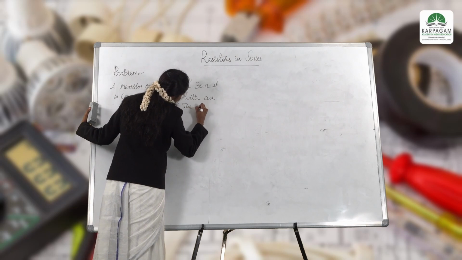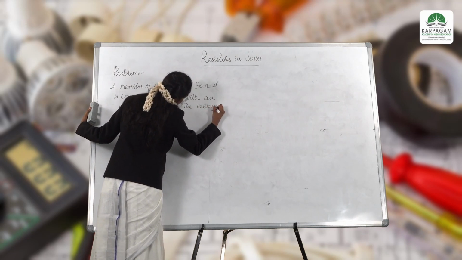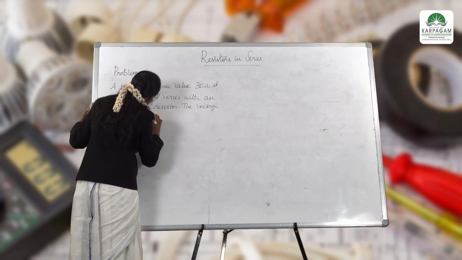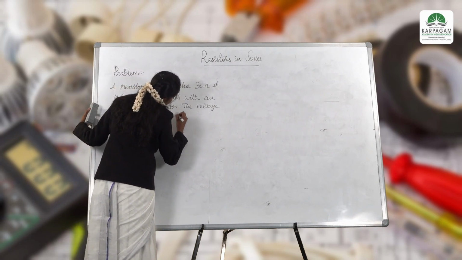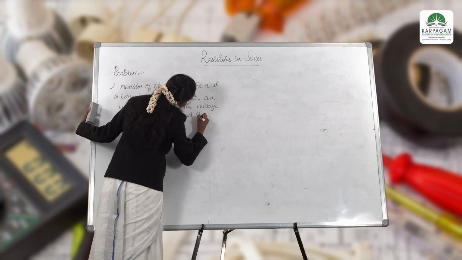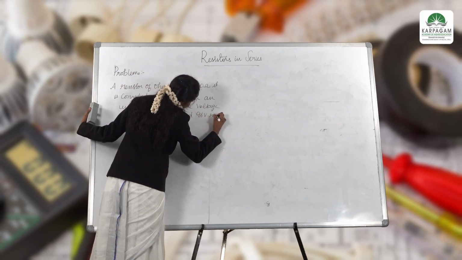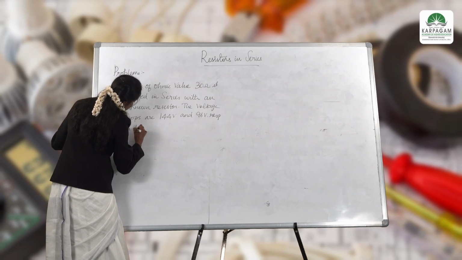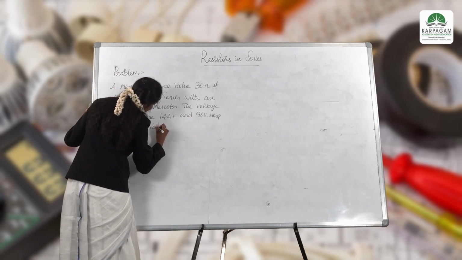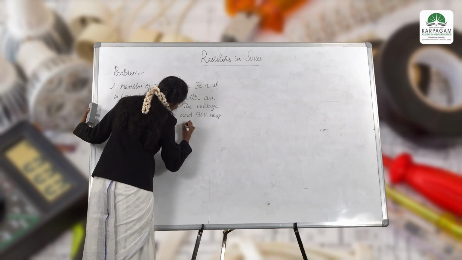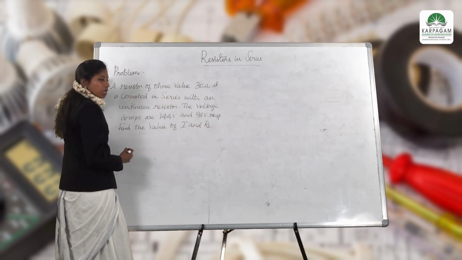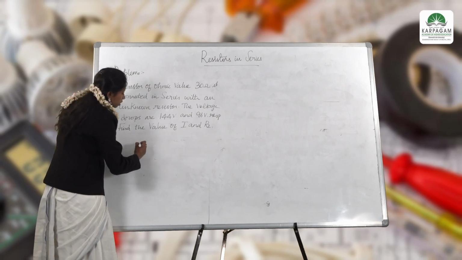The voltage drops developed across the circuit are 144 volts and 96 volts. So we need to find the value of current and also the unknown resistor value. Based on this problem, we can construct a circuit, right?